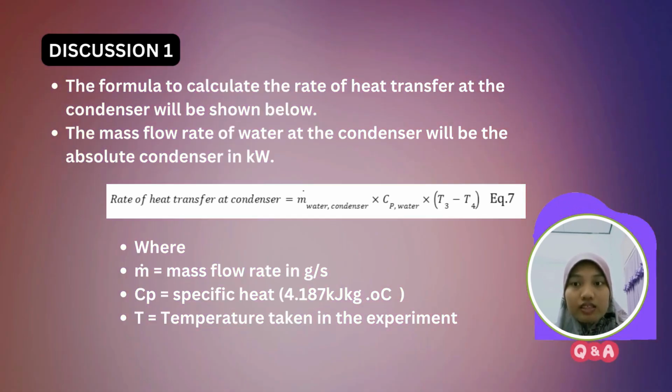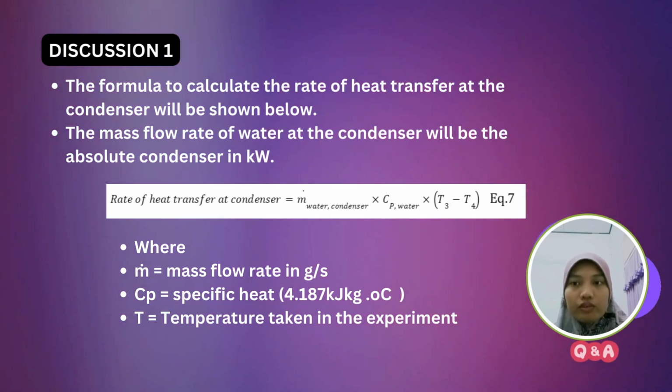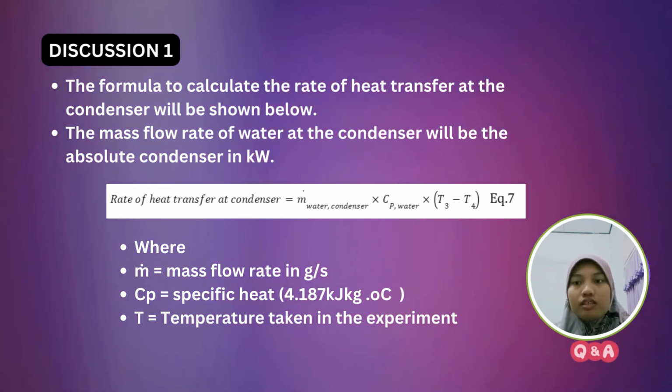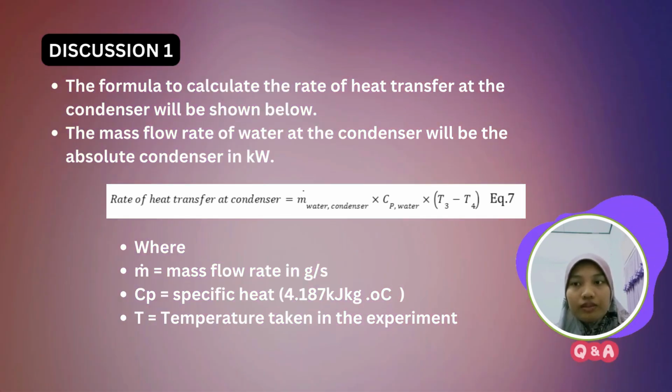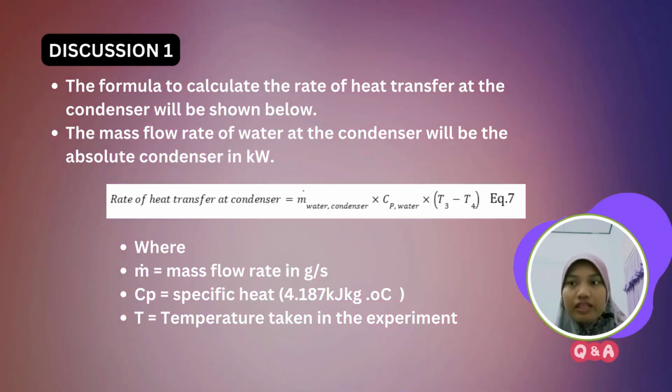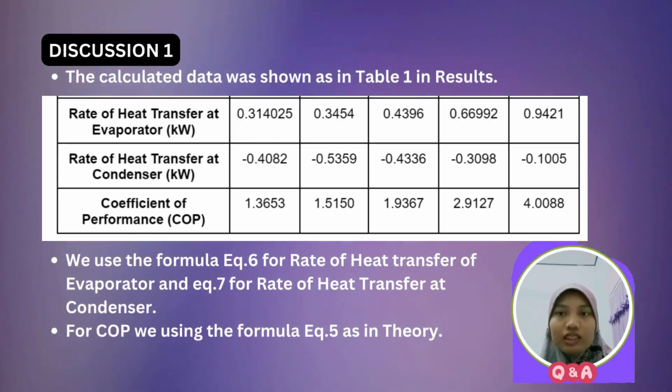So the rate of heat transfer at the condenser is equal to the mass flow rate of water at the condenser times the specific heat of water times the temperature taken in this case, which is temperature 3 minus temperature 4. So the calculated data is shown in table 1 in the results.